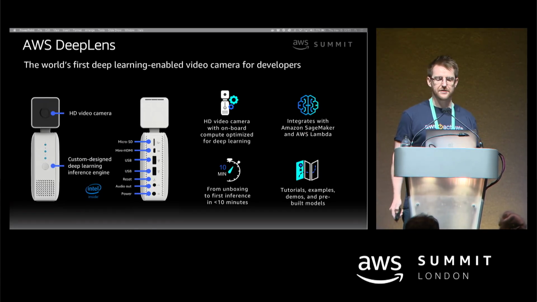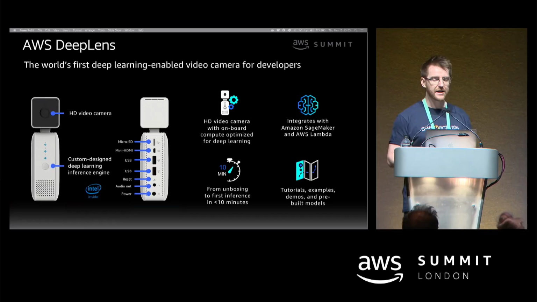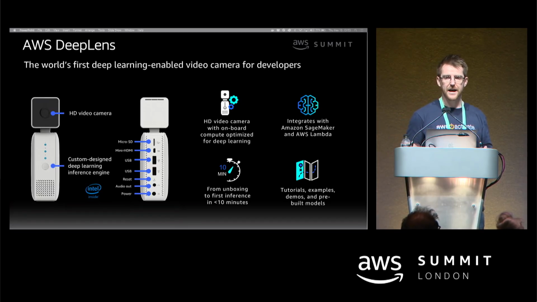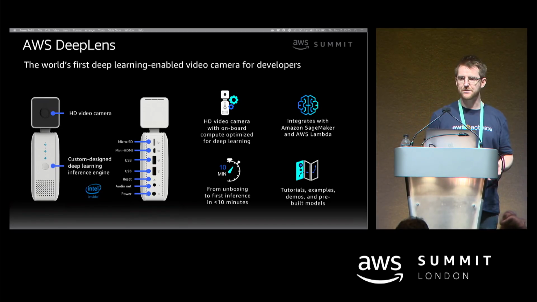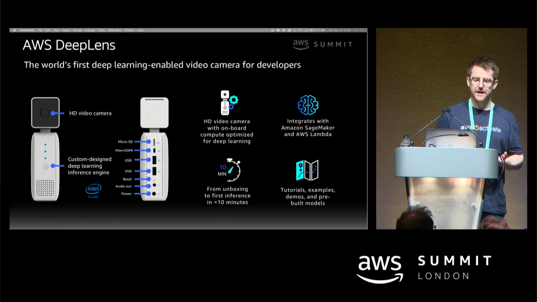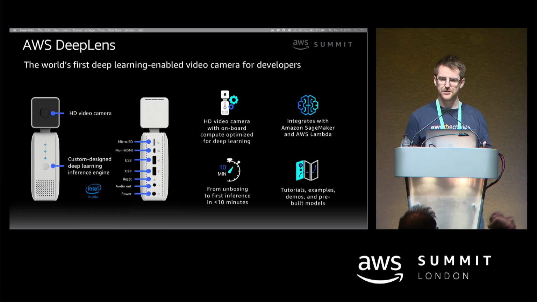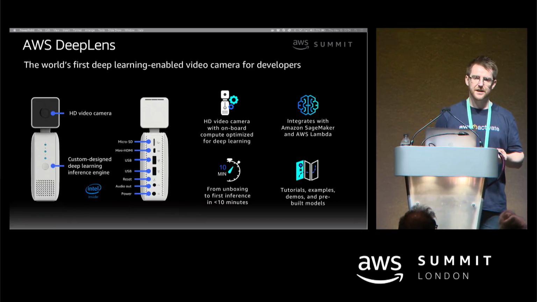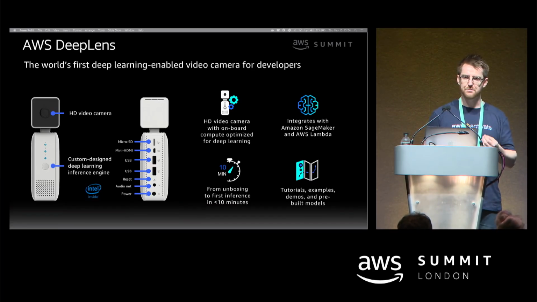Another thing that SageMaker integrates with very nicely is AWS DeepLens, and you might see a few of these scattered around the expo floor today. What you can do with DeepLens is it's an Intel-powered IoT device, effectively, with a camera that can capture HD video streams. And you can take that and do inference at the edge. So you could build a model in SageMaker, and then you could deploy it and run it at the edge on DeepLens.